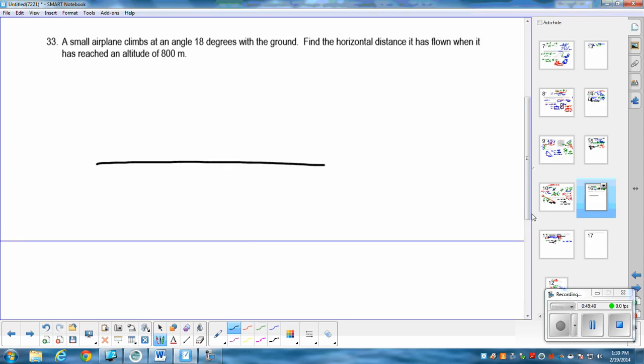A small airplane climbs at an angle of 18 degrees with the ground. That's supposed to be an airplane. It doesn't really look like one. Please forgive me. What is the horizontal distance it has flown when it has reached an altitude of 800 meters?